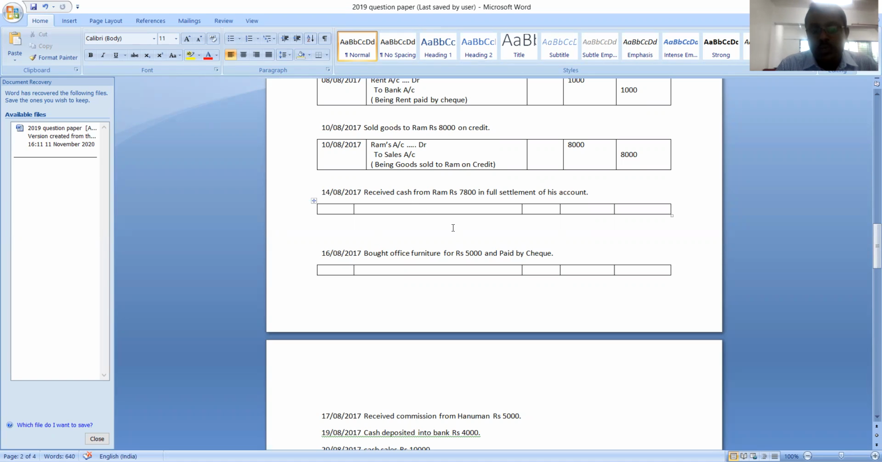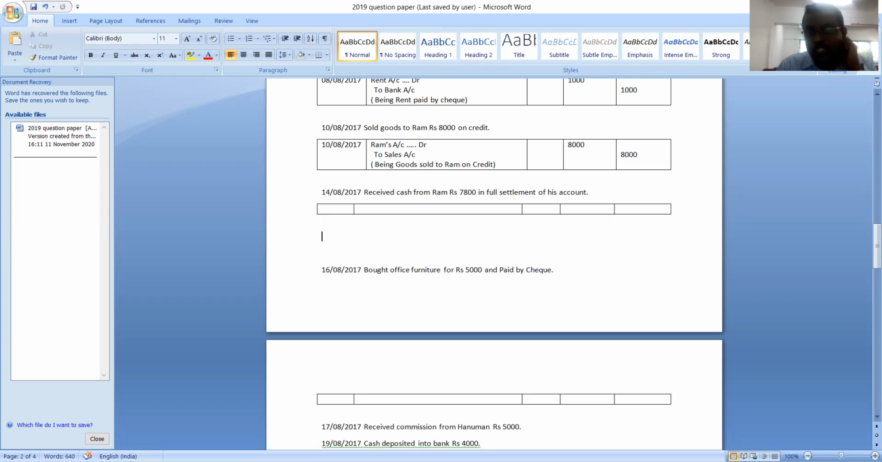Received cash from Ram rupees 7,800 in full settlement of his account. First, we should see whether we have performed any transactions with Ram earlier. If they give this kind of transaction, it indicates that earlier we have performed certain transactions with that particular person. Here is the transaction.